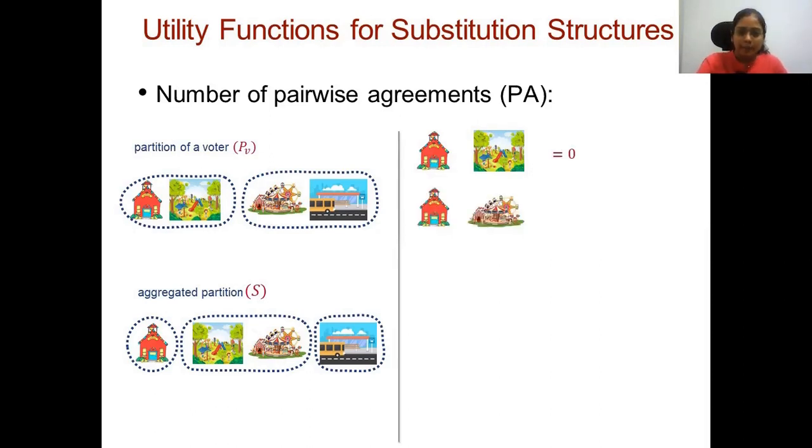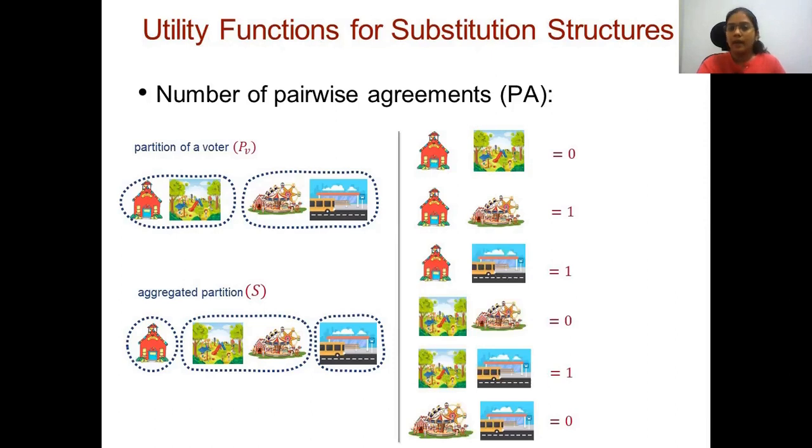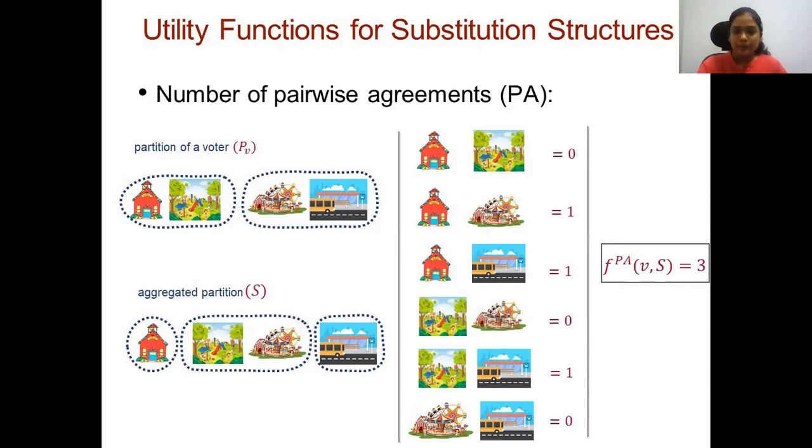Similarly, we compare school and the other park, then these two projects are in different parts in both the partitions. So we give the value 1. This is how we compute the values for every pair of projects. And now the utility that a voter V gets from the partition S is the sum of these values, which is 3 in this case.